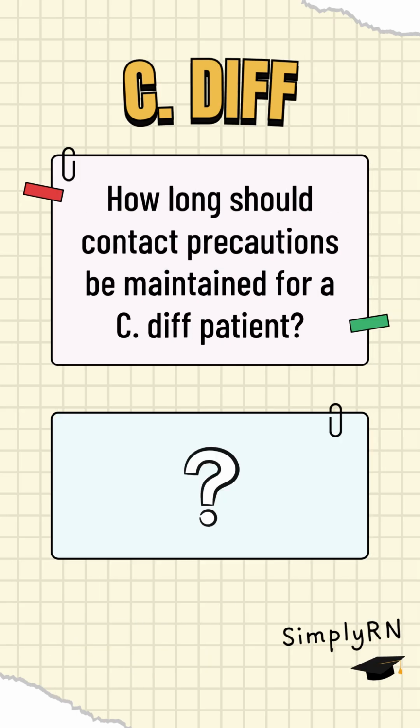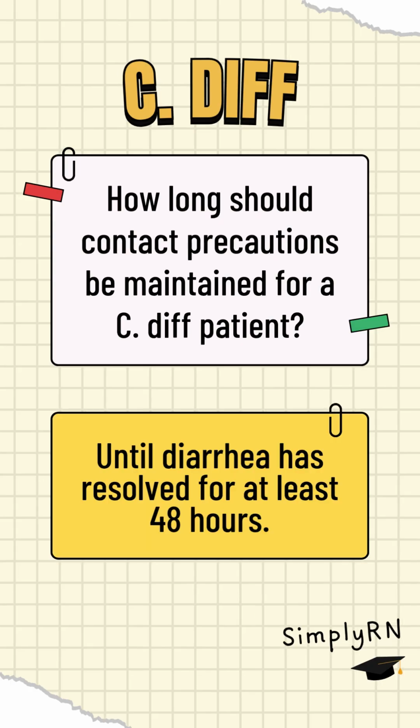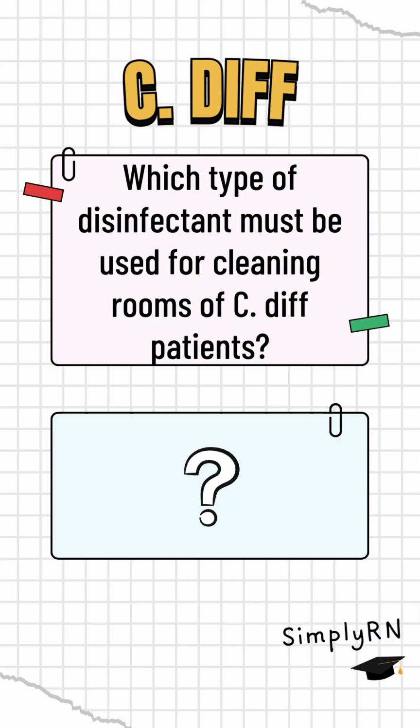How long should contact precaution be maintained for a C. difficile patient? Until diarrhea has resolved for at least 48 hours. C. difficile spores continue to shed until bowel patterns normalize.